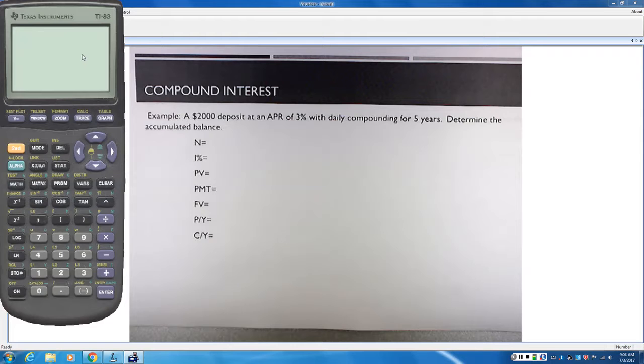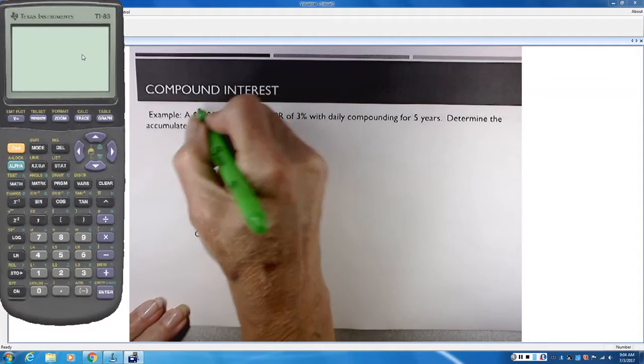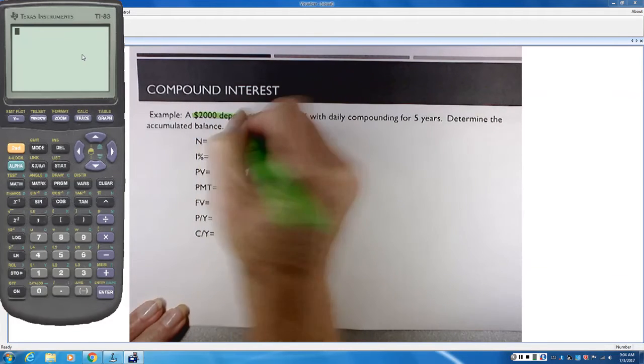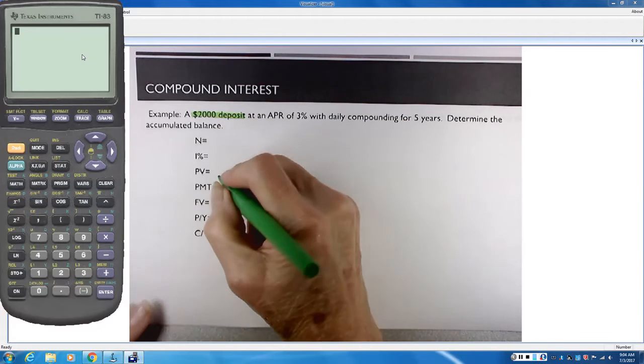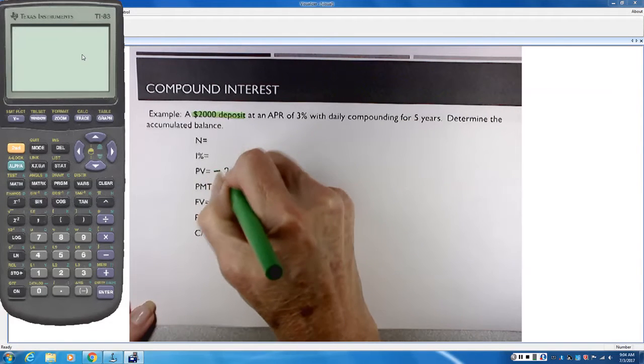Okay, the $2,000 deposit is a lump sum payment. It doesn't say anything about making more payments. It says we're going to pay that all at once. That's money that we put in, so that's money that's going out. So that means our present value is negative $2,000.